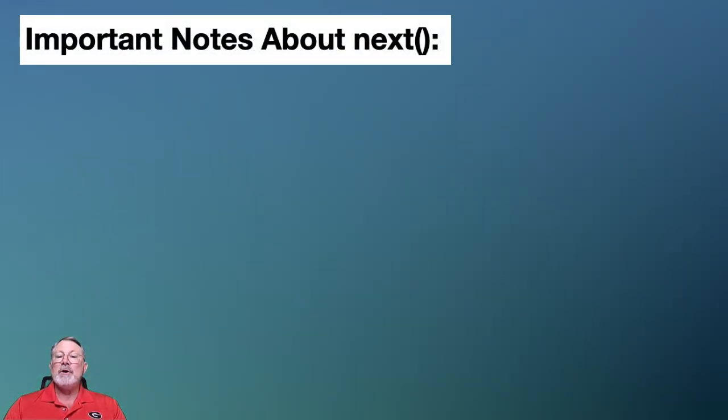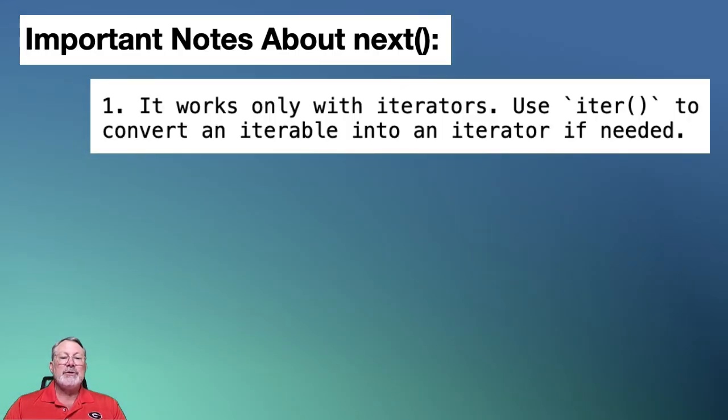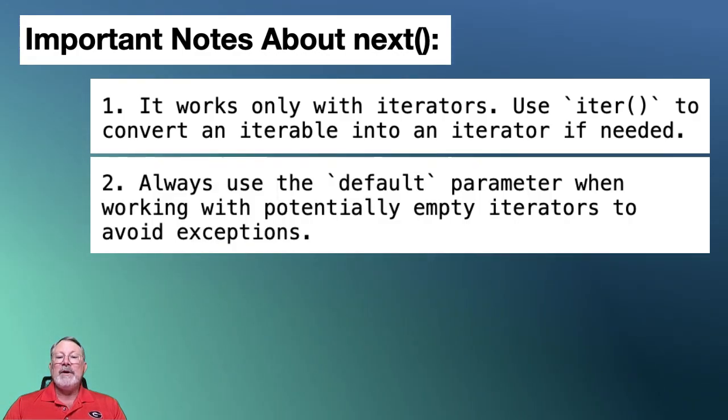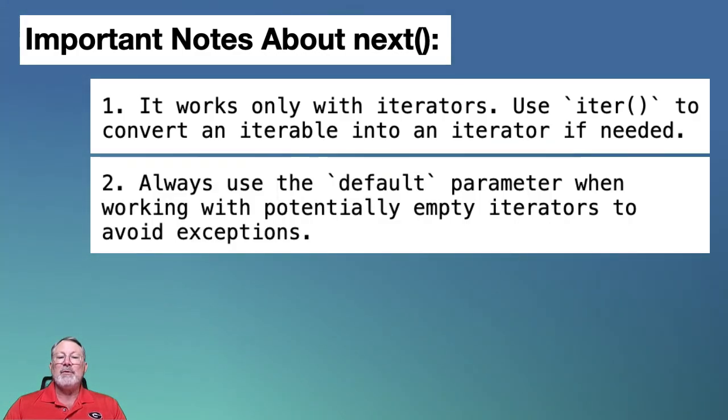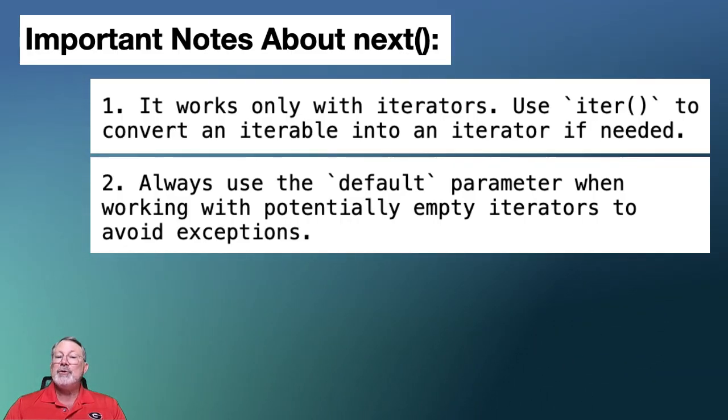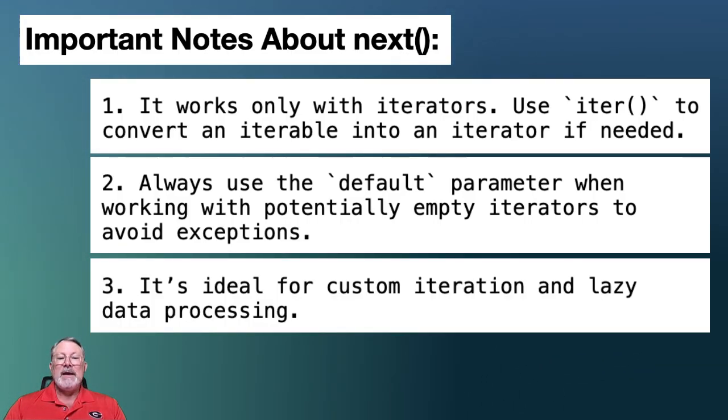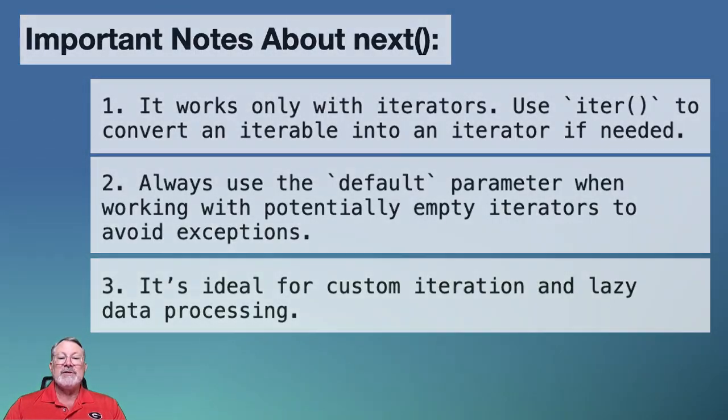Here are some important points about the next function. It works only with iterators. Use iter to convert an iterable into an iterator if needed. Always use the default parameter when working with potentially empty iterators to avoid exceptions. And it's ideal for custom iteration and lazy data processing.